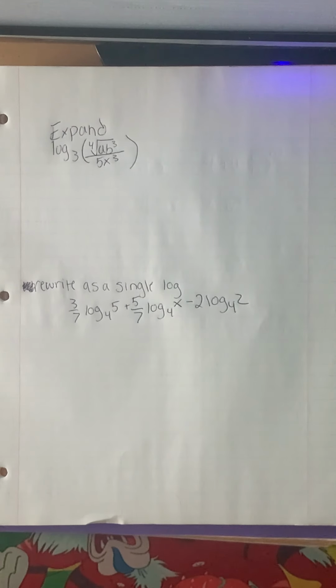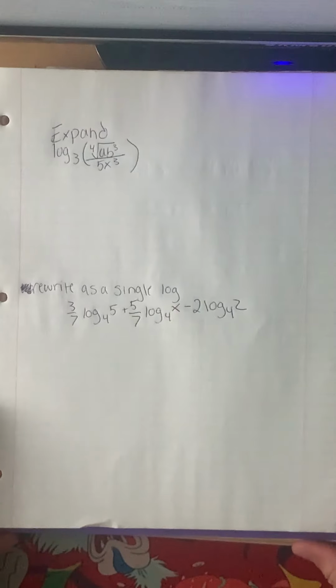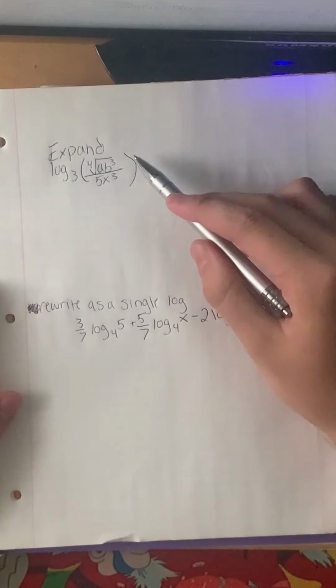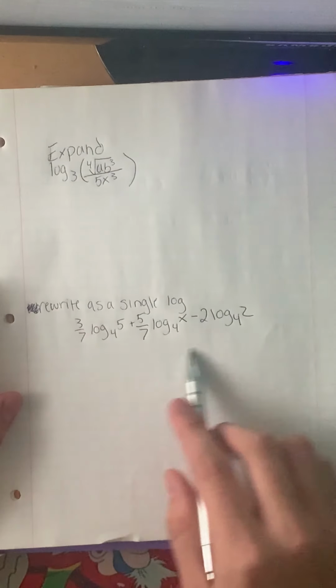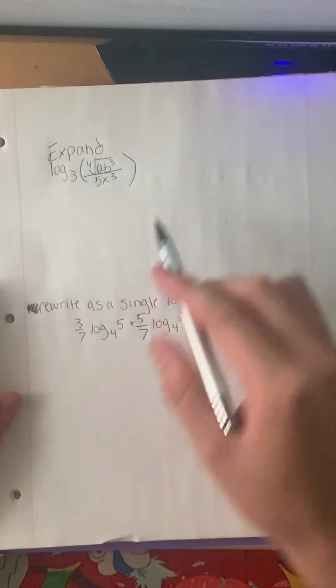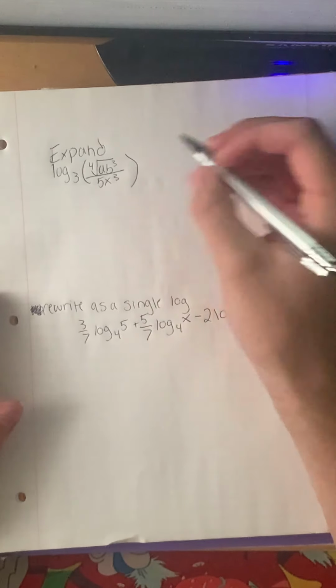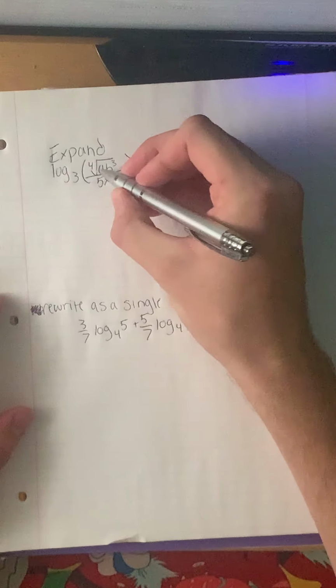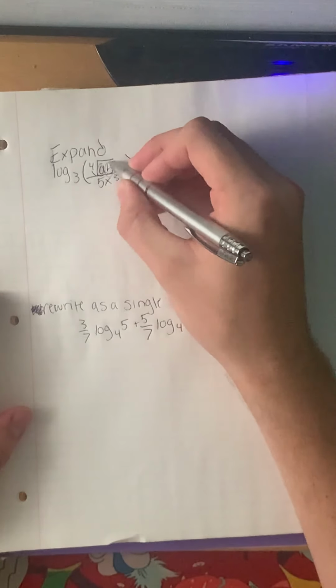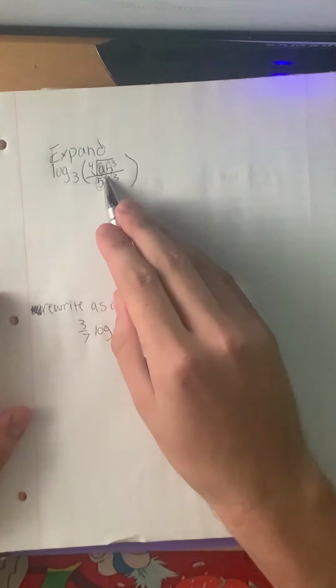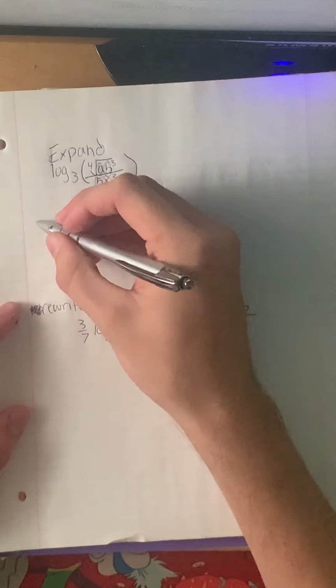Okay, for these expand and rewrite as single log problems, so we want to get basically this to look like this one down here. To do this, I'd like to see how many variables or factors we're going to have to deal with. So we have 1, 2, 3, 4 factors. Each factor is going to make a log on its own.